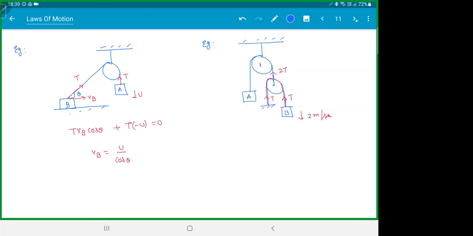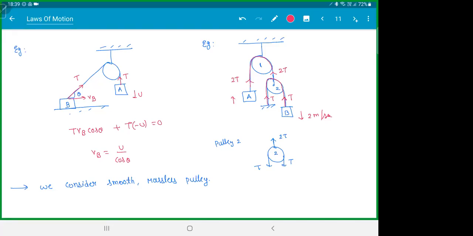I'll call this pulley 1 and pulley 2. If you look at pulley 2, there is one string on the top, and there are two strings here. So if I call this T and T, this should be 2T. And we consider all pulleys smooth and massless. So once you have done that, if this is 2T, this entire string will be 2T. So this is also 2T.